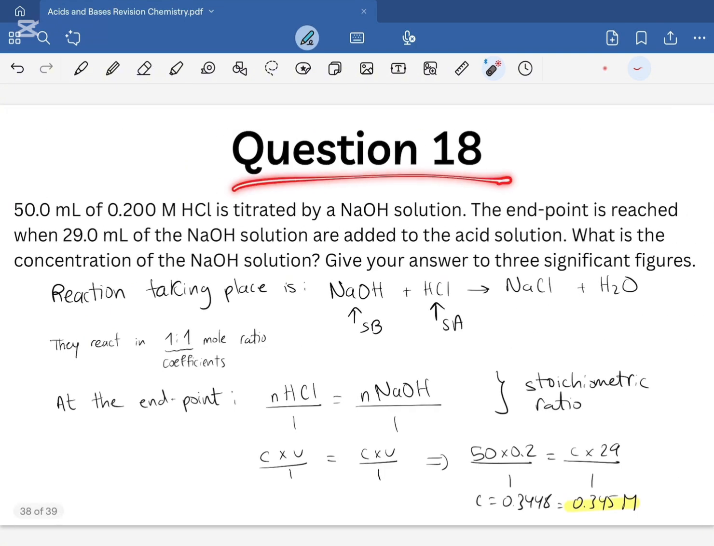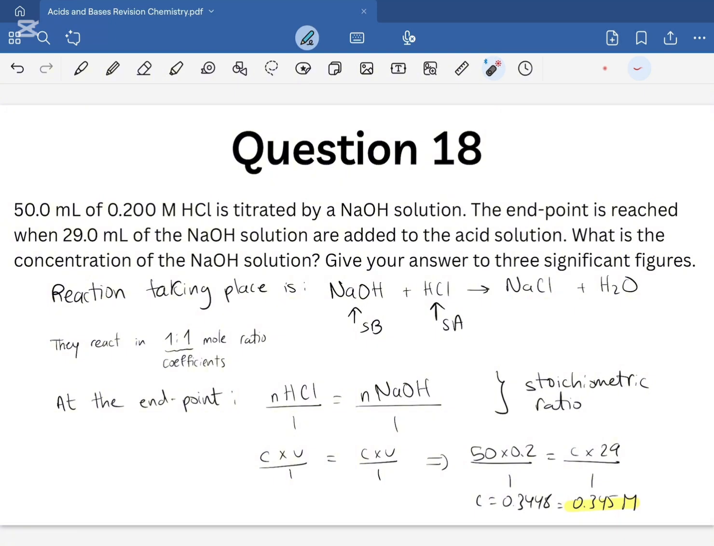For the final question, question 18, we have 50 milliliters of a 0.2 M HCl titrated by an NaOH solution. The endpoint is reached when 29 milliliters of the NaOH solution are added to the acid solution. What is the concentration of NaOH solution? So we're using a titration.